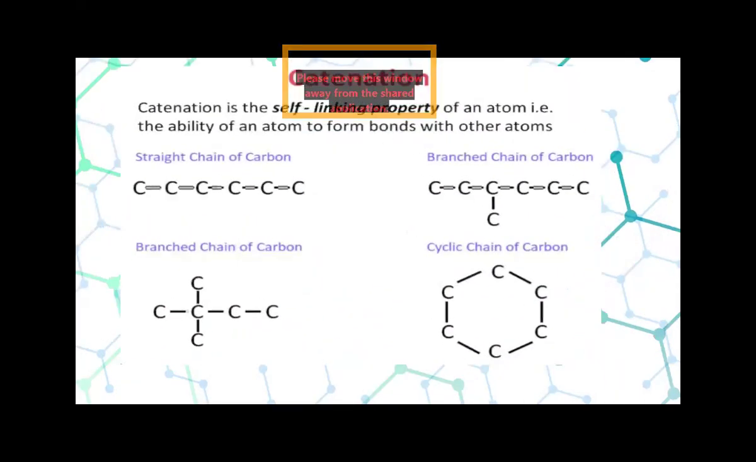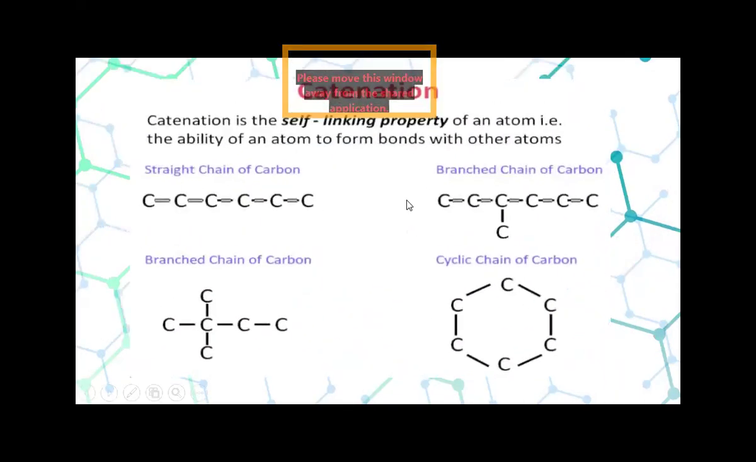So here are some structures that carbon forms through catenation. So catenation is the self-linking property of an atom, that is the ability of an atom to form bonds with other atoms. That I have foretold you. So the first we are seeing in the slide is the straight chain carbon atoms. This is the straight chain carbon atoms.